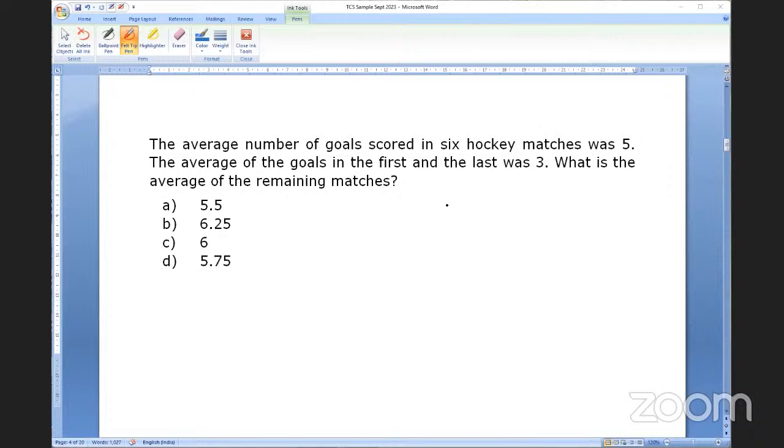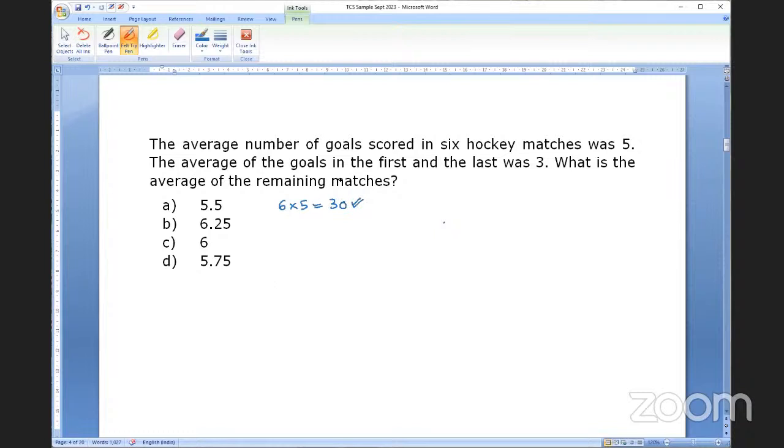They will give you a question from averages. One question will be there, so make sure you are using the time to your benefit. The average number of goals scored in 6 hockey matches was 5. In 6 hockey matches, average was 5. That means in 6 matches, they have scored 30 goals.